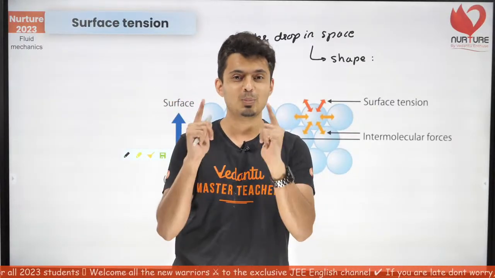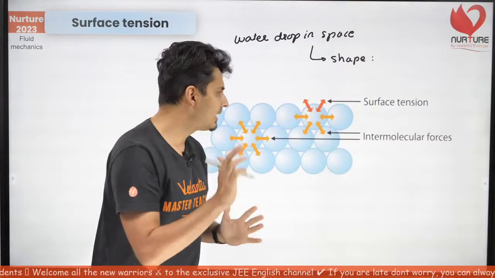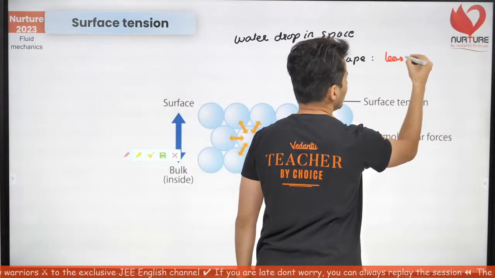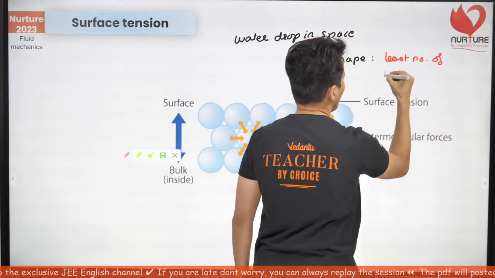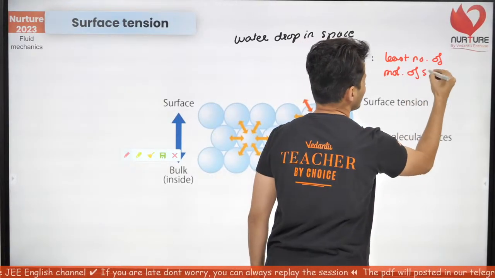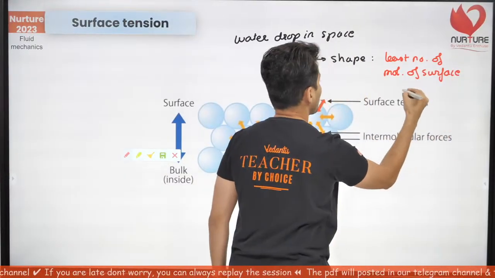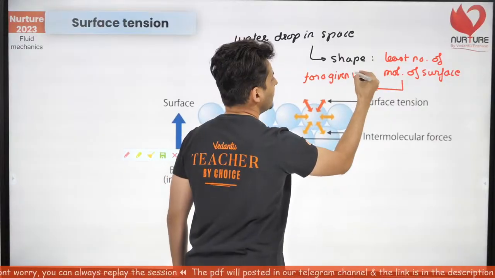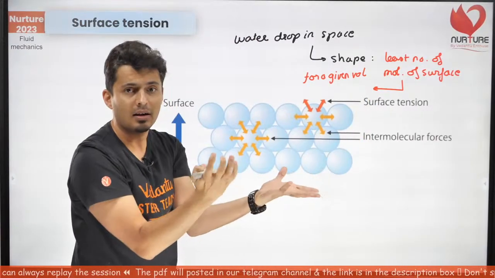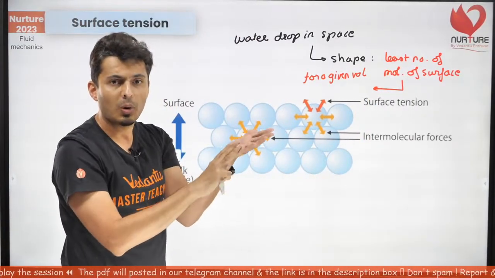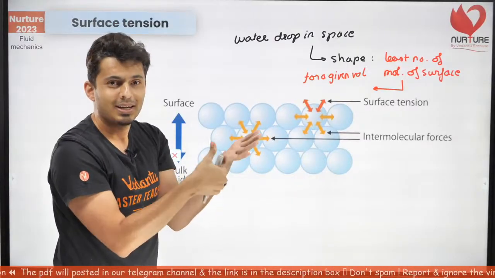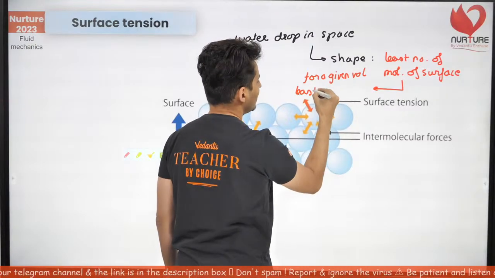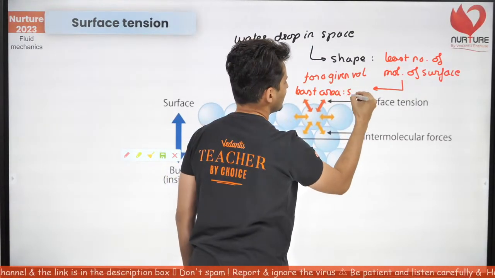So that battle has to be won. You want the least number of molecules on the surface. And for a given volume, who has the least surface area? Cone, cylinder, square, cuboid, cube, sphere. What is it? Obviously a sphere. For a given volume, the least area is for a sphere.